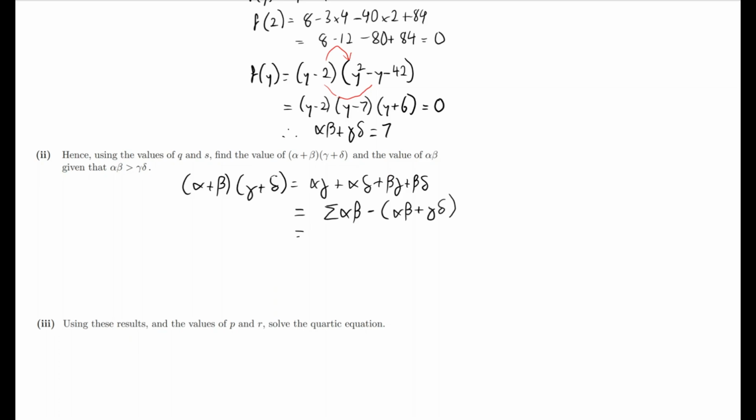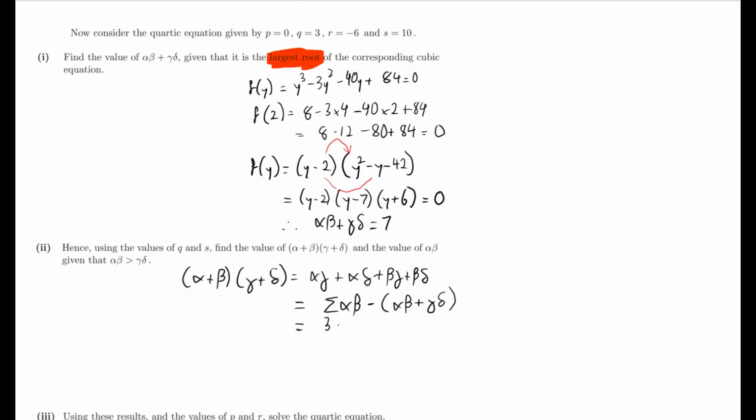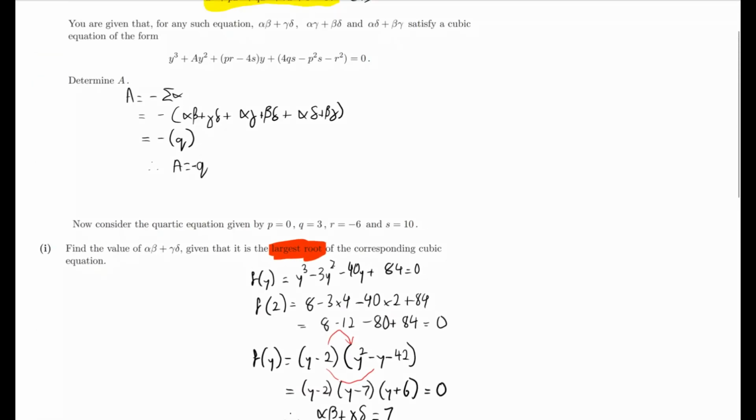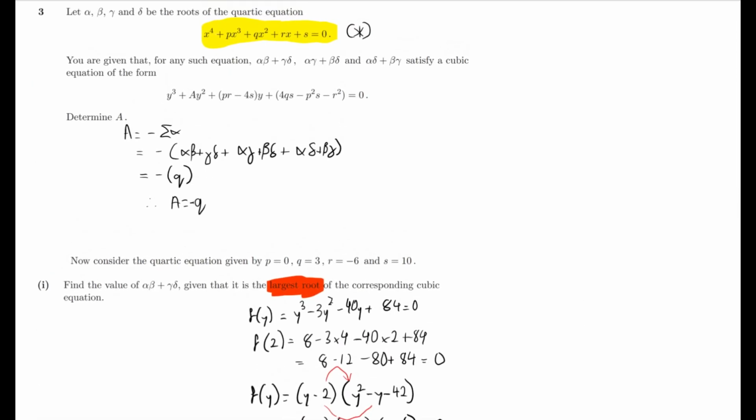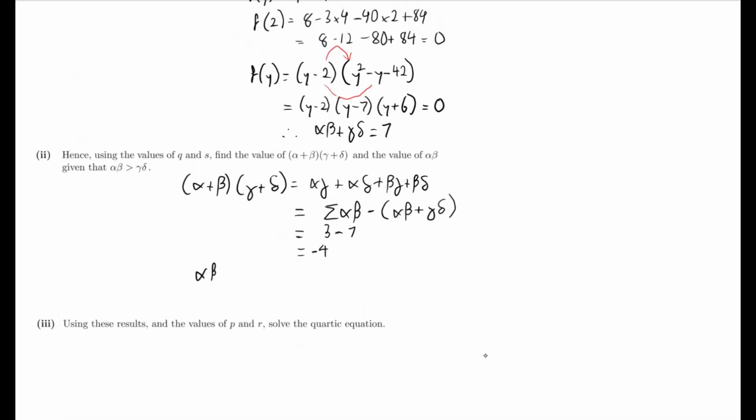So the sum of the pairs of roots is going to be q if you look at the quartic equation, but we're given that q is 3. And we figured out in the last part that alpha beta plus gamma delta is 7, so that's equal to negative 4. So now if we look again at the original equation, we know that s is 10, and we know that the product of the roots is going to be equal to s. So we're going to have that alpha beta gamma delta is equal to s, which is 10.